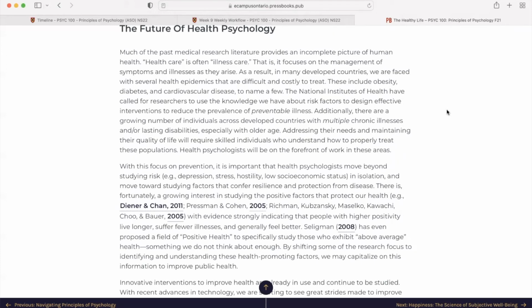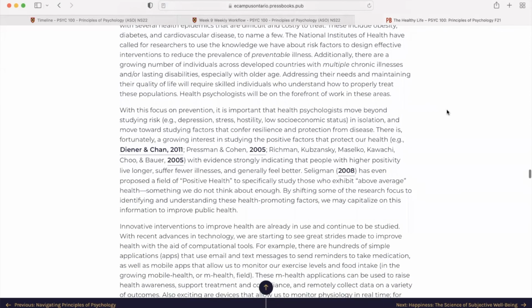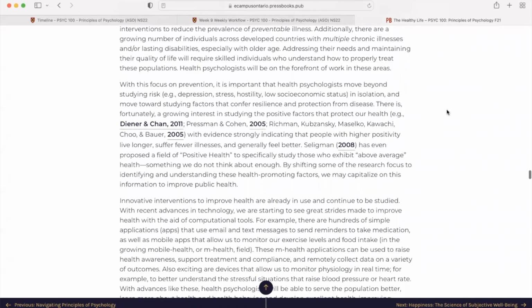The National Institutes of Health have called for researchers to use the knowledge we have about risk factors to design effective interventions to reduce the prevalence of preventable illnesses. Additionally, there are a growing number of individuals across developed countries with multiple chronic illnesses and/or lasting disabilities, especially with older age. Addressing their needs and maintaining their quality of life will require skilled individuals who understand how to properly treat these populations. Health psychologists will be on the forefront of work in these areas.